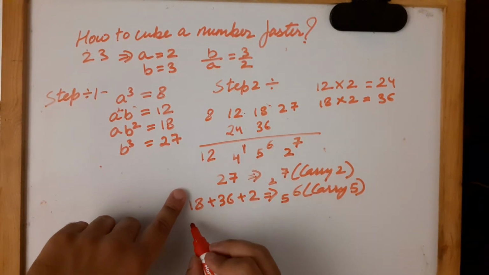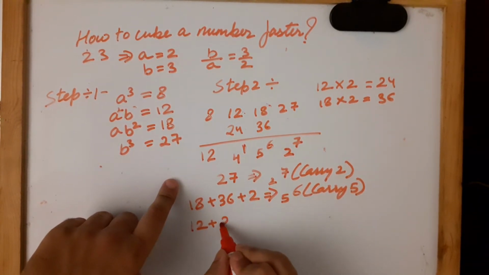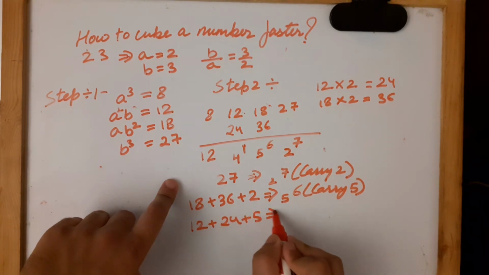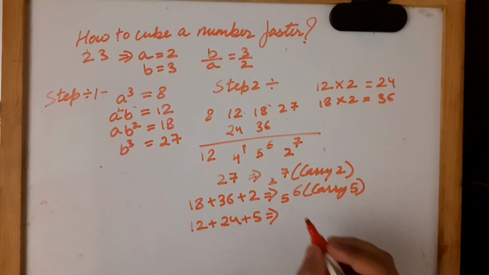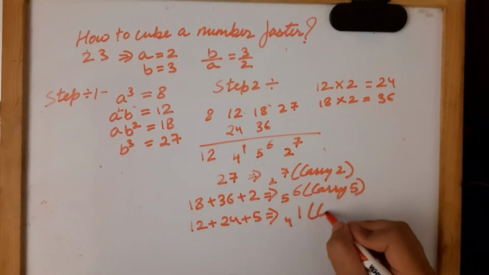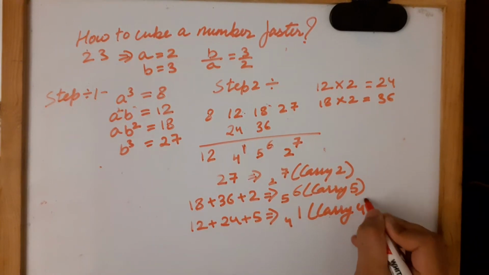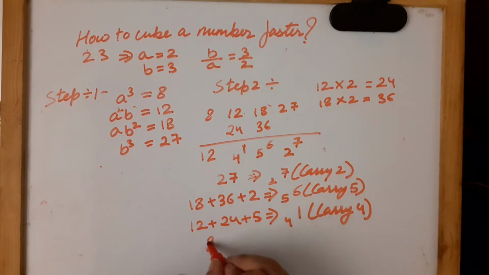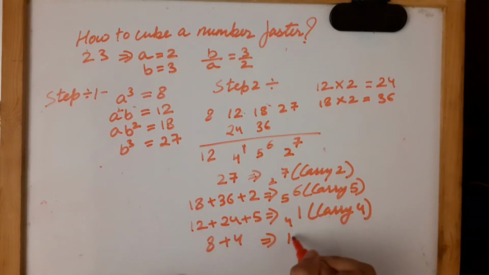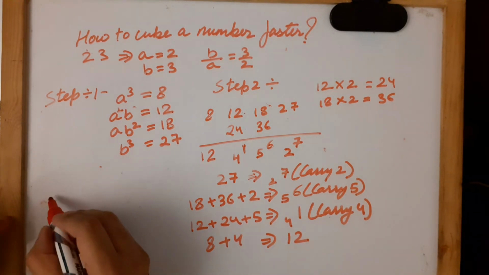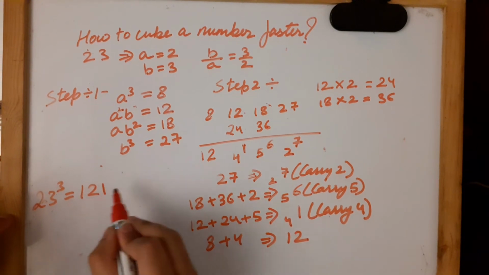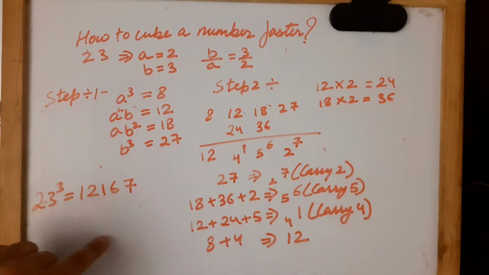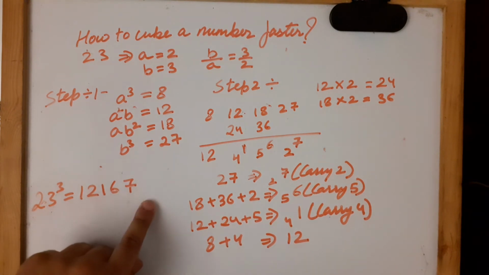Then you have to do 12 plus 24 plus 5. What is the total of this number? 12 plus 24 is 36, 36 plus 5 is 41. You're having 1 and 4 carry. Okay guys, now what you have to do is 8 plus 4, you have to write now the full digit 12. So the cube of 23 we are having is 12, 1, 6 and 7. 1, 2, 1, 6, 7.